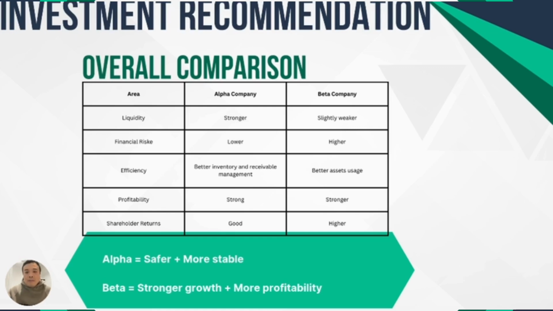In comparison, Beta company performs better in profitability and shareholder returns. Beta also shows slightly better asset utilization and stronger growth potential. Overall, Alpha is the safer company, while Beta offers stronger profitability and growth opportunities.